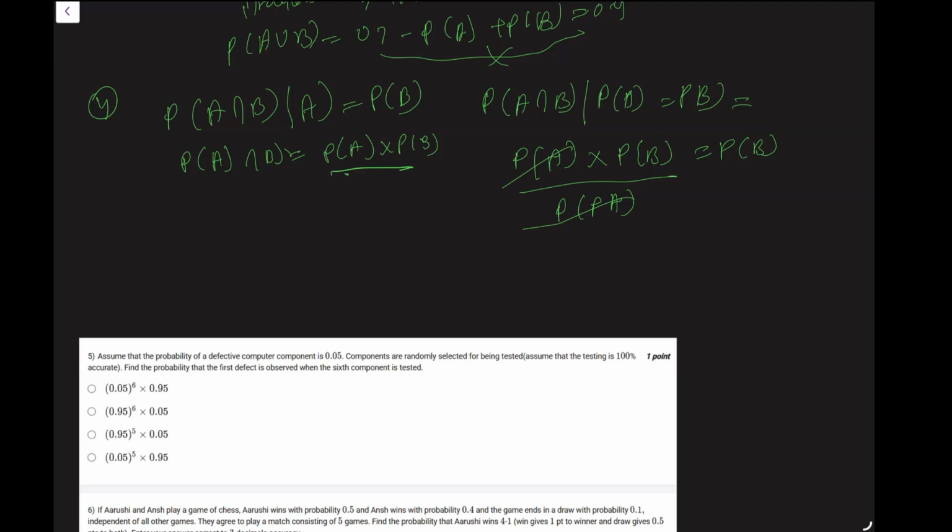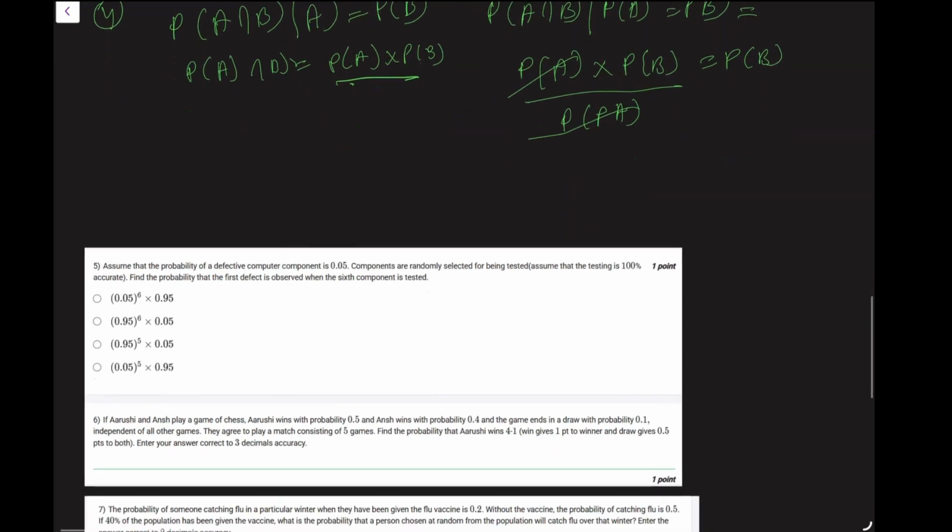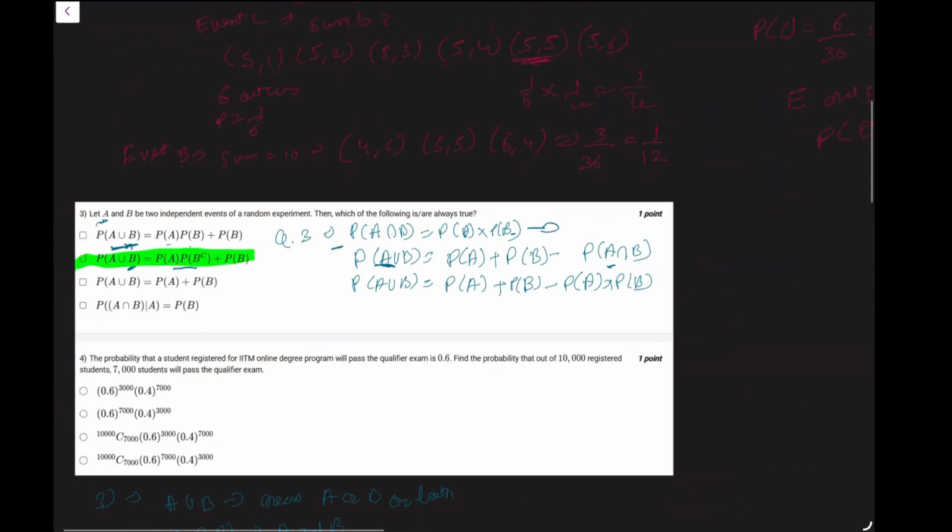So I hope this makes sense. This is a formula. If you don't know, you can remember. This helps in conditional probability, this type of equation. So again, I hope this makes sense. This is also true, and that's why you are getting the answer as correct. This is correct, by the way.